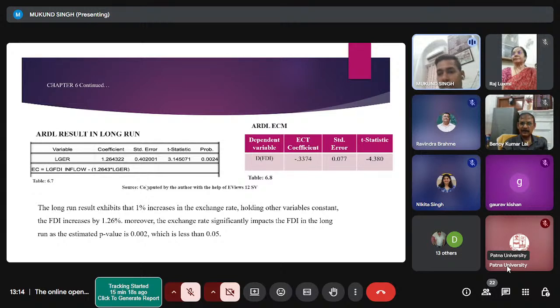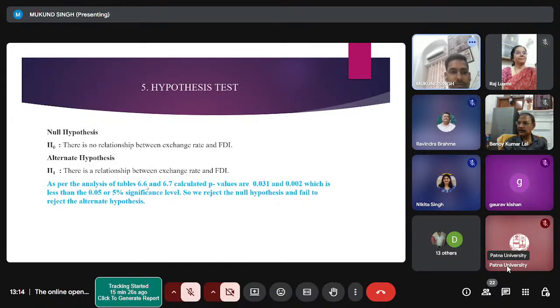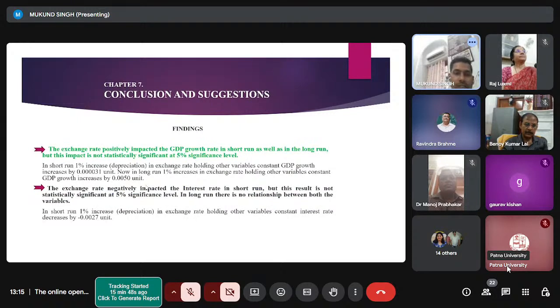An error correction model suggested that the speed of adjustment is 33.74%, which is also statistically significant. Now, hypothesis: there is no relationship between exchange rate and FDI. Alternate: there is a relationship between exchange rate and FDI. As per the analysis of the table, the calculated p-value is less than 5% significance level. So we reject the null hypothesis and fail to reject the alternate hypothesis. Now, conclusion.